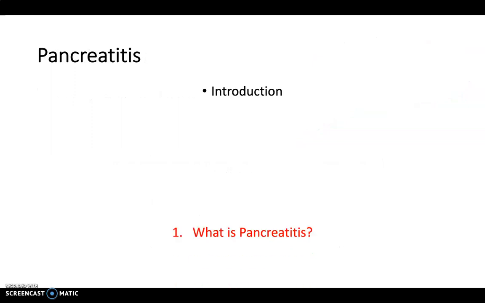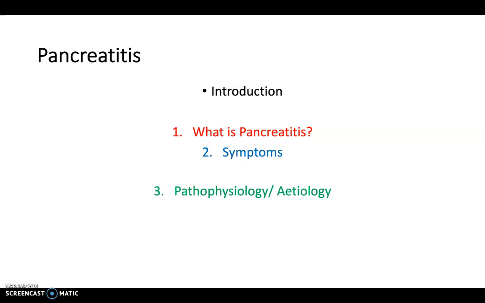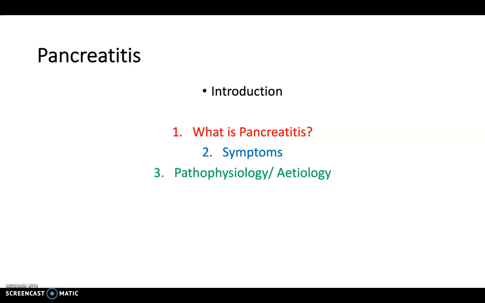So, we're going to have a little look at what pancreatitis is, some of the symptoms, pathophysiology and some of the causes, things to think about during a history and clinical examination, and we're going to revisit those questions again.